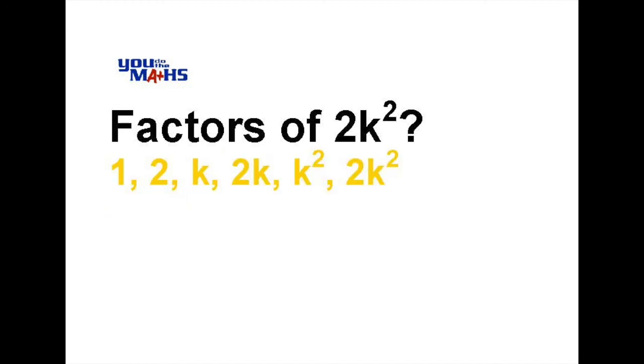In this case, because we've got the k squared, we can start using a bit of mixing and matching with the 1 and the 2, but making sure at all times that we can get pairs of terms that can multiply towards 2k squared.